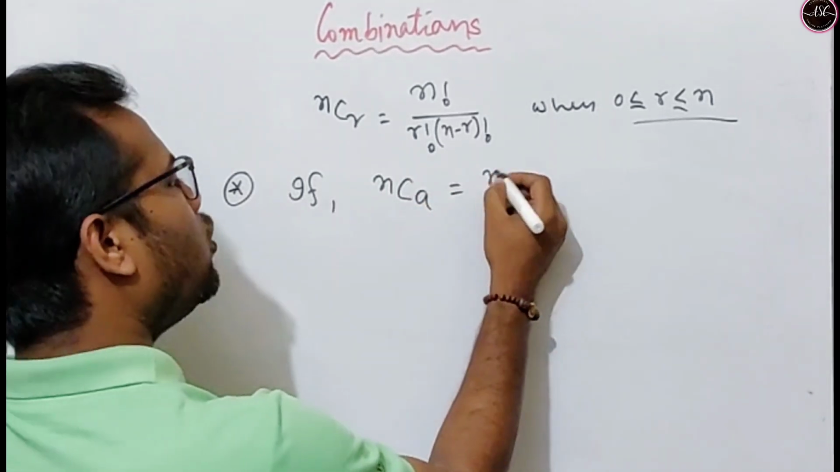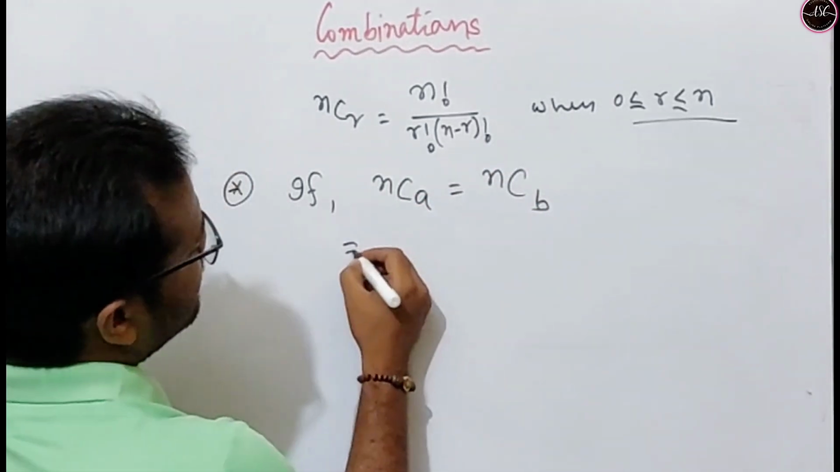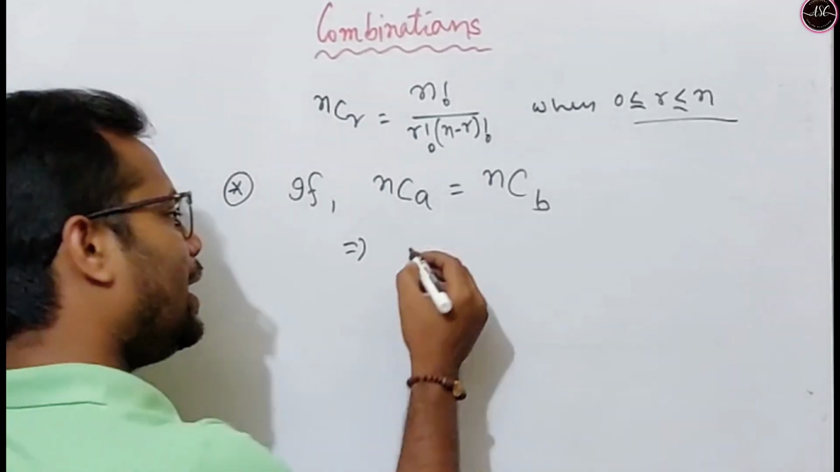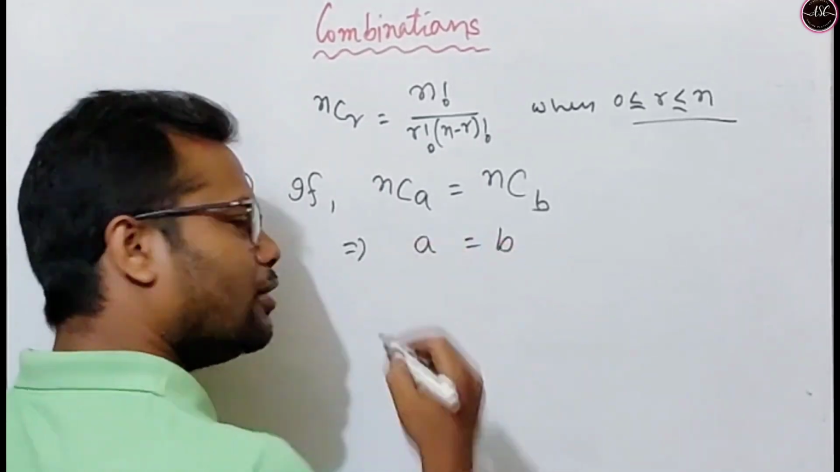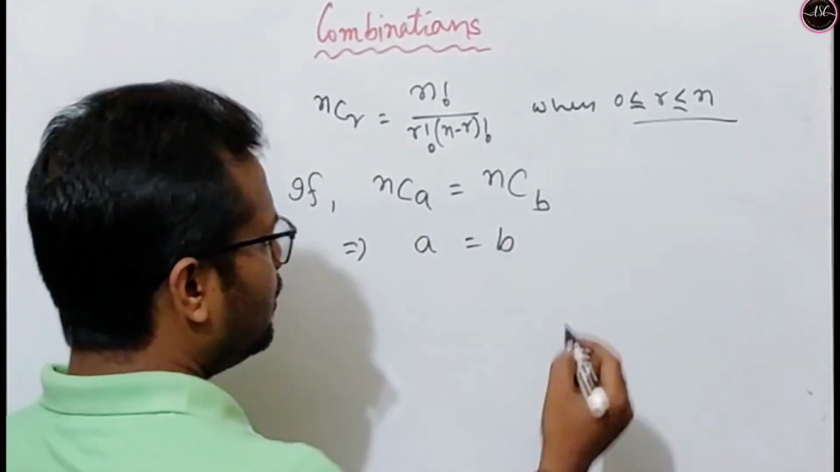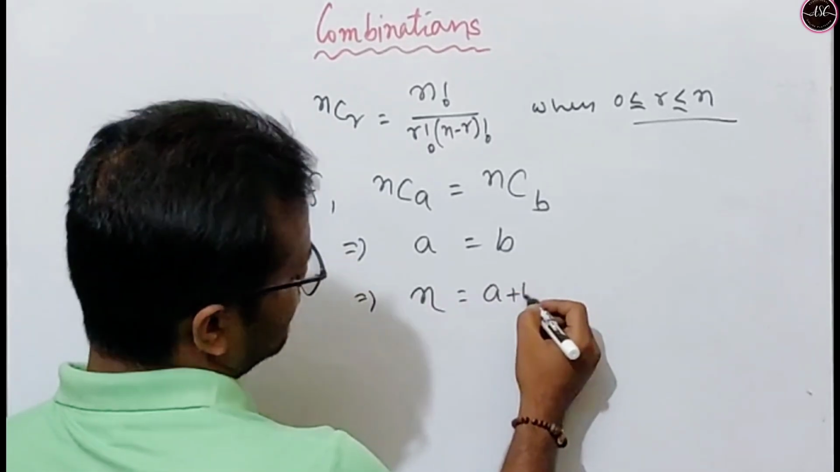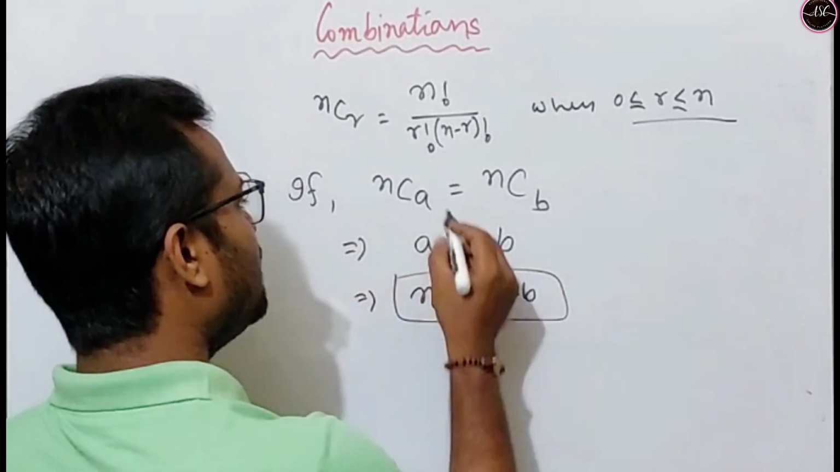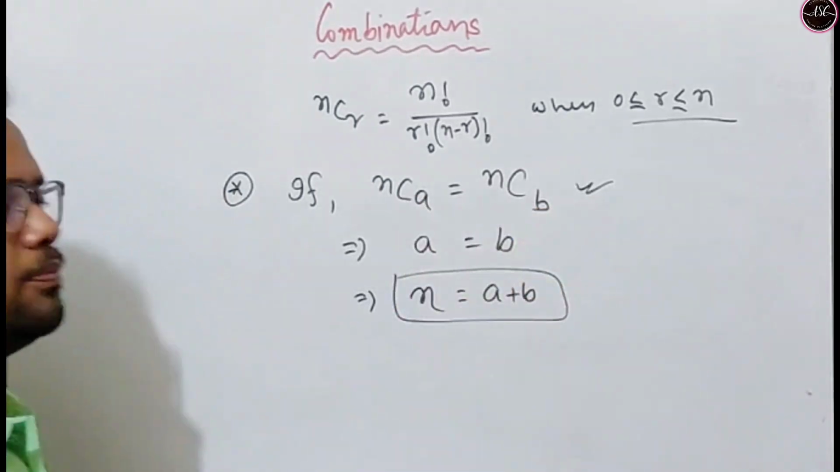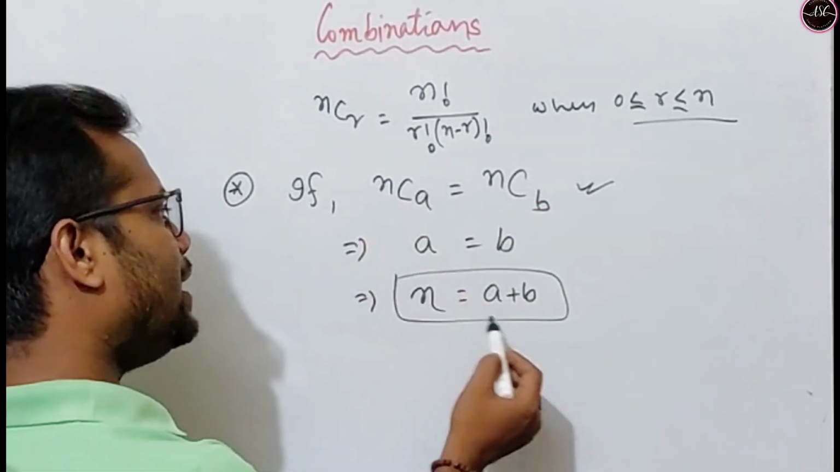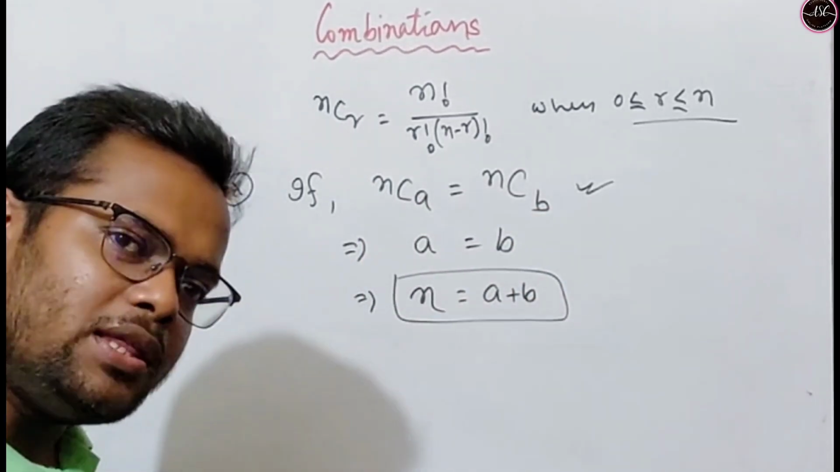nCa equal to nCb. This implies that a equal to b, and implies that n equal to a plus b. If there is this type of problem, then obviously n equal to a plus b. This should be remembered.